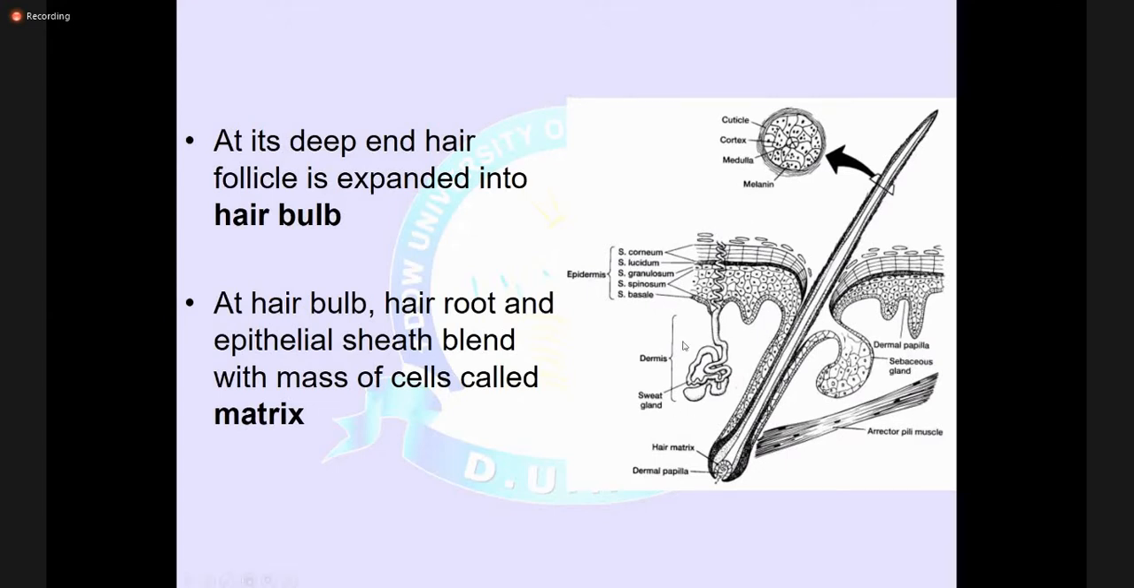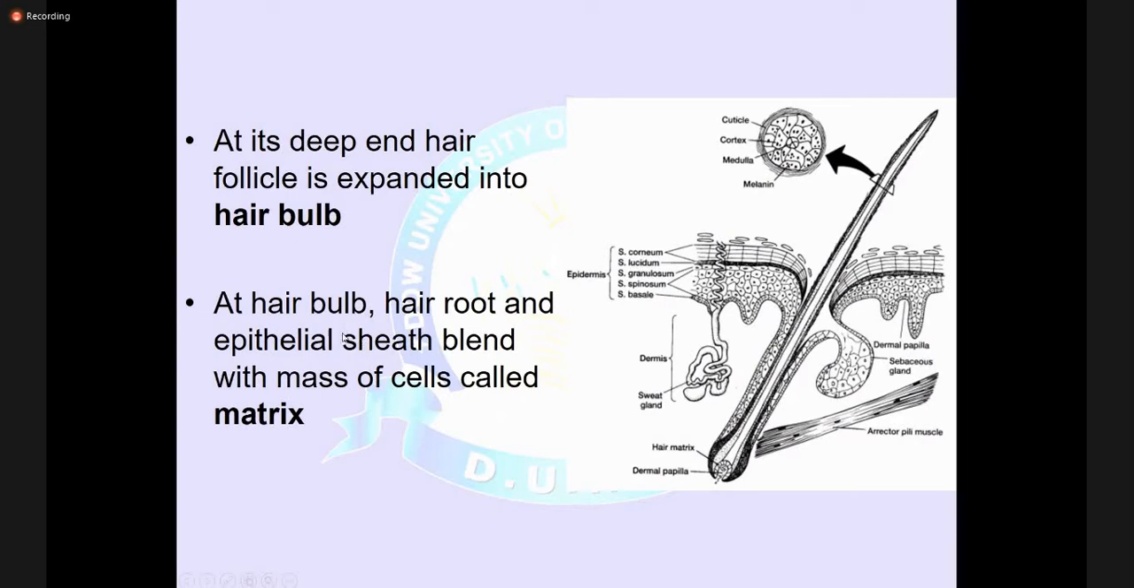Now we are having this area deep in the dermis, which is the sweat gland, and the sweat gland is having the duct which is going to open on the surface. Association of the sebaceous gland can be seen in this diagram, and these are the arrector pili muscles, right? And this is the hair matrix. This is the dermal papilla, which is forming the hair papilla, and this is the covering of the shaft.